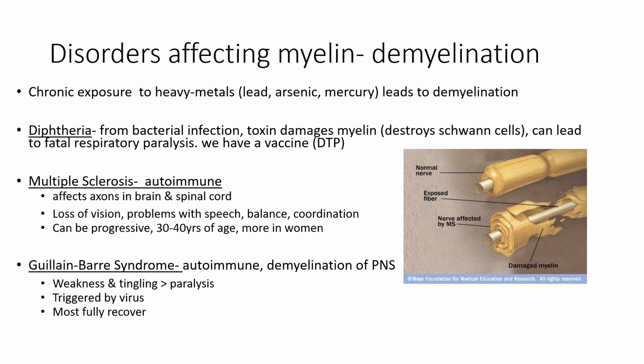Guillain-Barré syndrome is another autoimmune disorder that leads to demyelination of the peripheral nervous system. And with this disease, you can have weakness and tingling all the way up to paralysis. Guillain-Barré syndrome can be triggered by viruses, but most people affected by this do luckily fully recover. So this luckily is a demyelination that you can recover from.